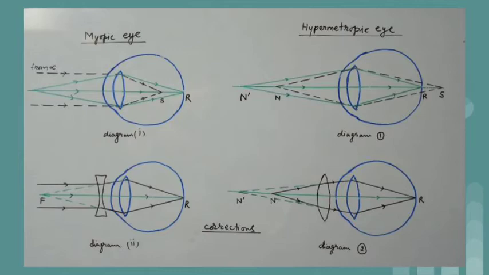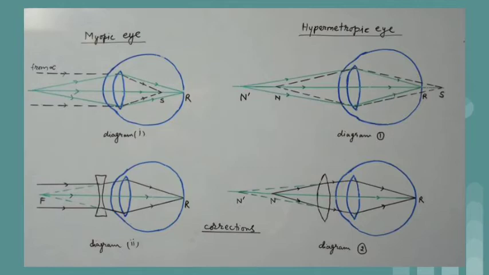For correction of myopic eye, concave lens of suitable focal length is used. As shown in the second diagram, the parallel rays of light from infinity after refraction through the concave lens appear to come from the actual far point F of the defective eye. Hence, image now focuses at retina and could be seen distinctly.